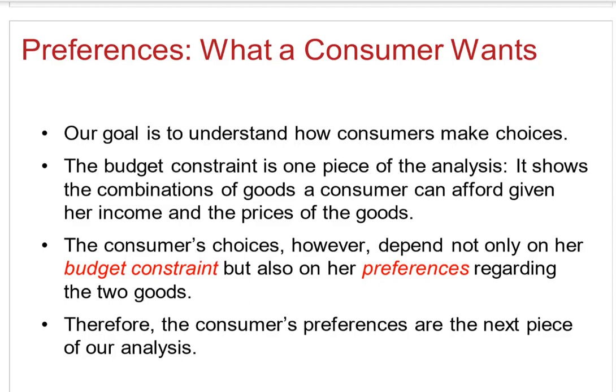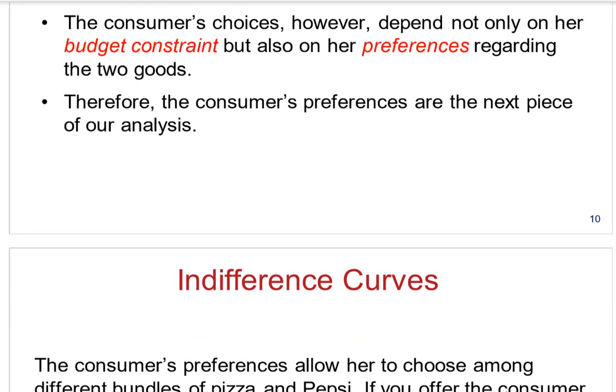So we would like to learn about how consumers make choices or decisions. The budget constraint was one piece of information that was useful in our analysis, and also the prices. However, consumers' choices also depend on what they prefer, their preferences, given the budget constraint as well. So let's look at this next piece of analysis, where we introduce something called indifference curves.